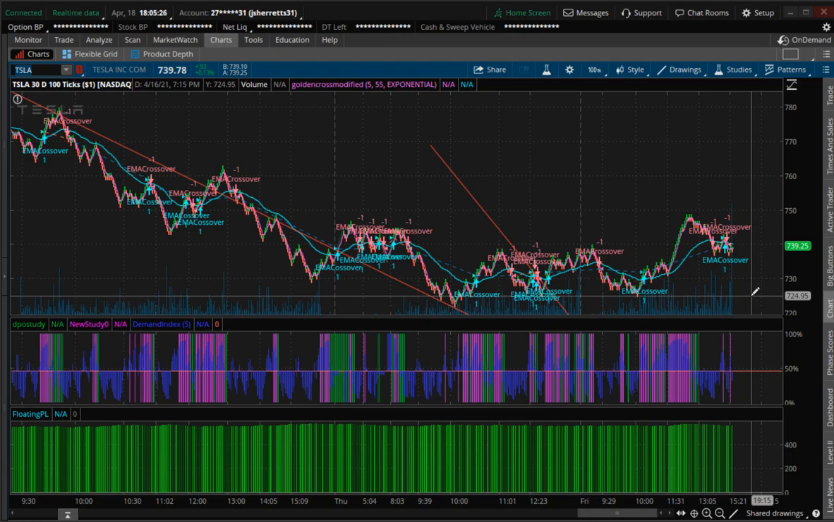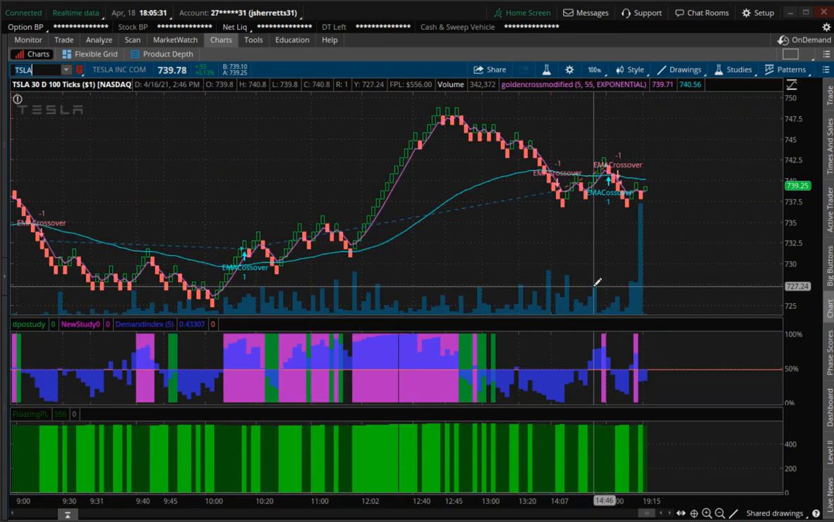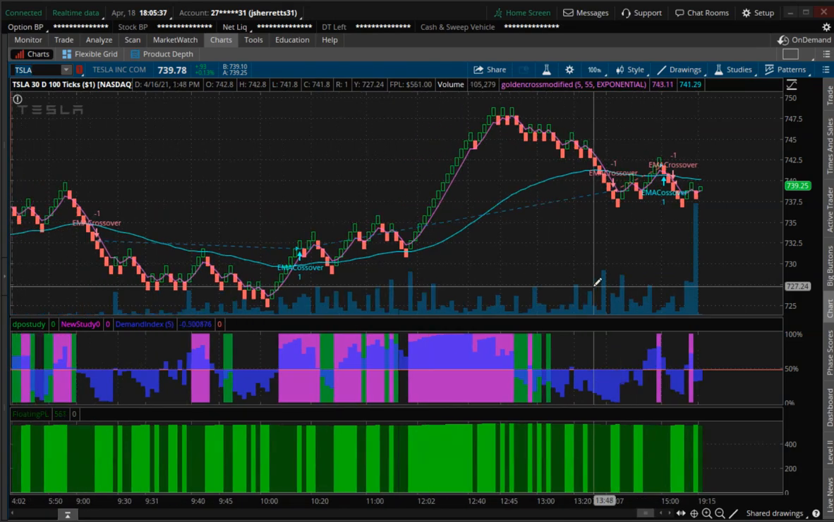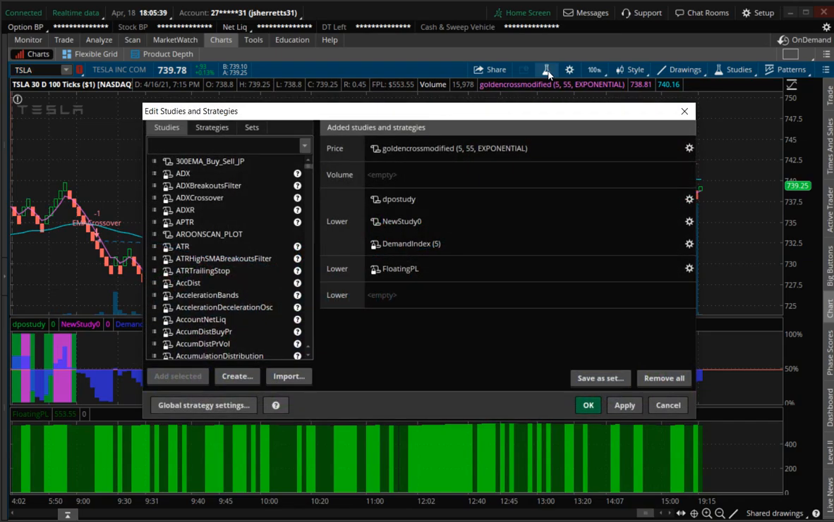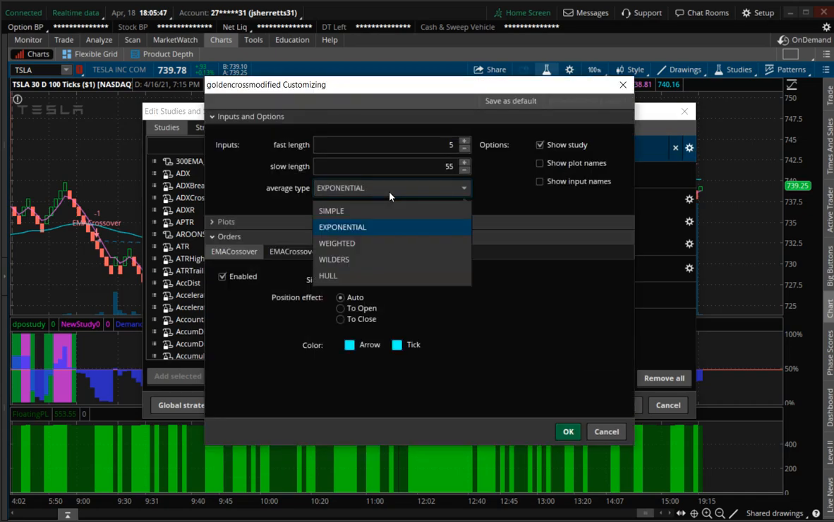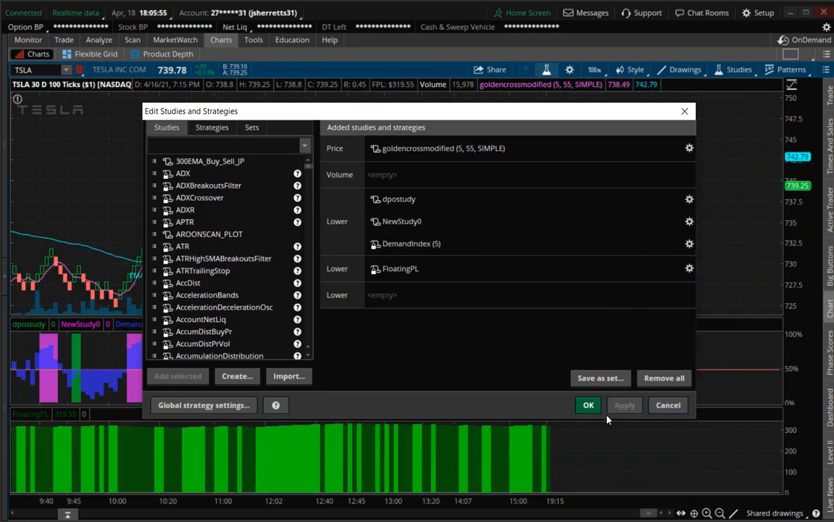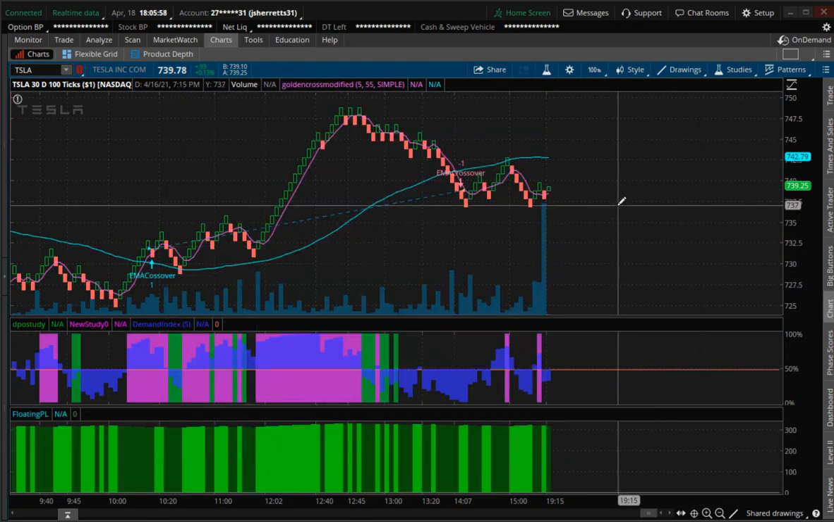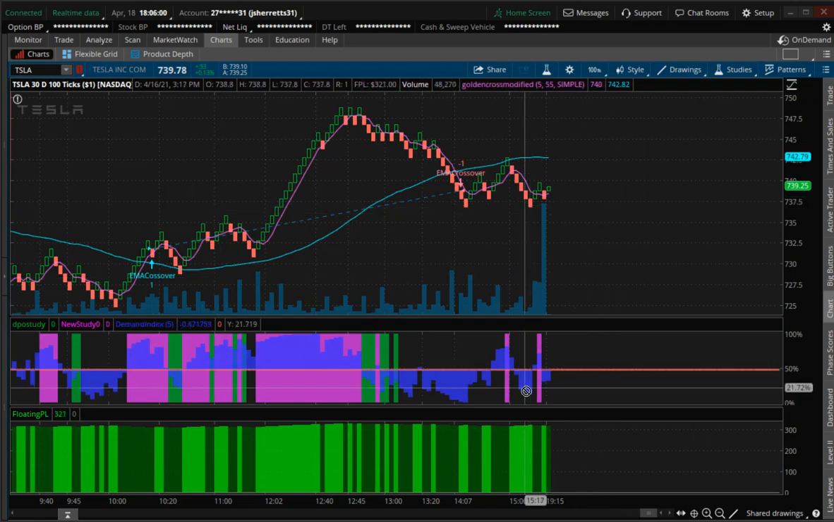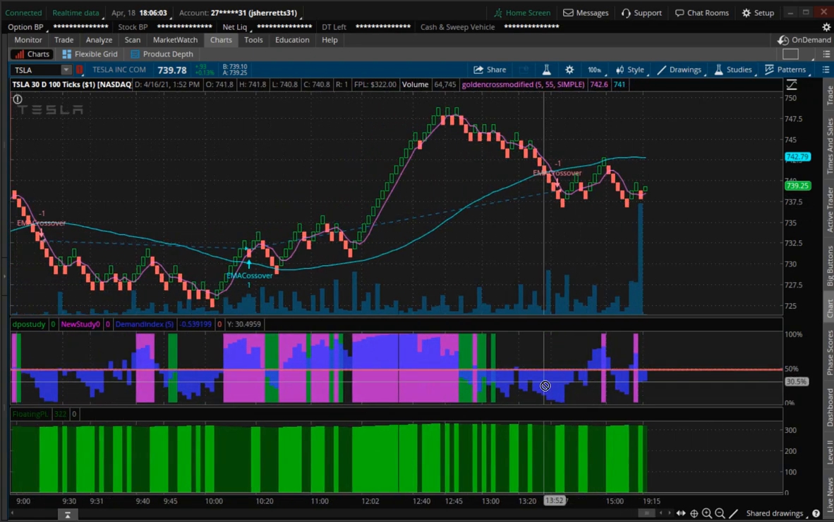We have a moving average crossover strategy. Fairly basic, okay? Now, for some reason, I have it labeled as modified, probably the 5 and 55. And let's just say exponential, but we can change that to weighted or simple, or even Hull, okay? And we can see how those moving average strategies would have worked out.